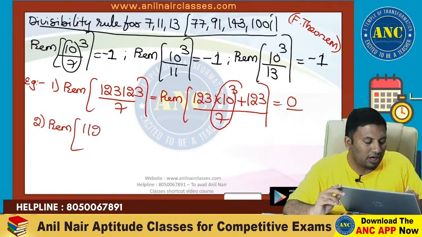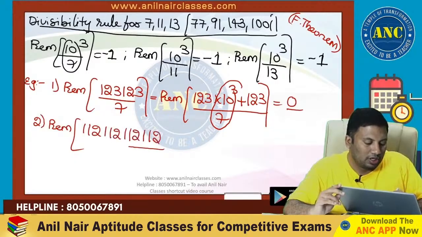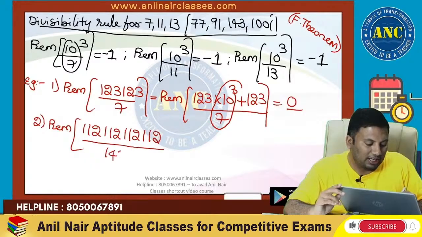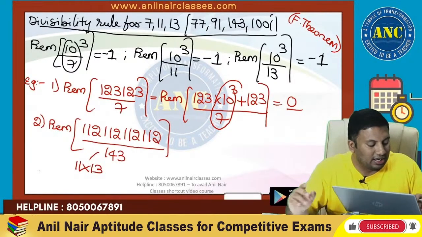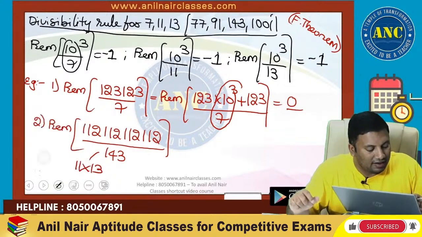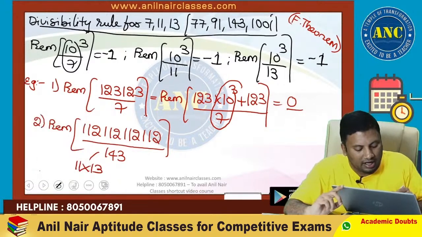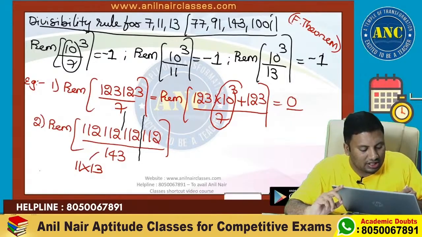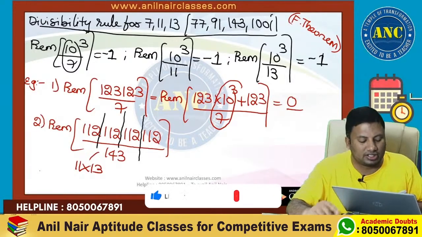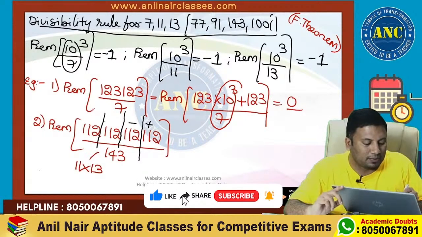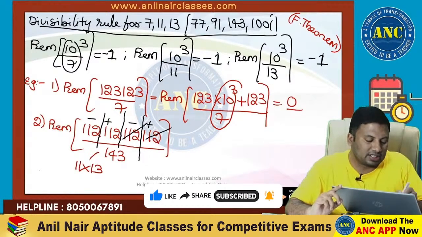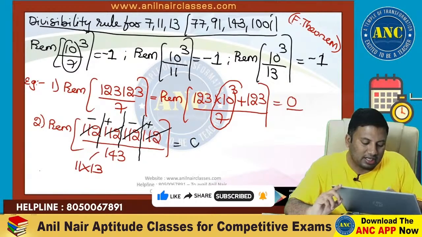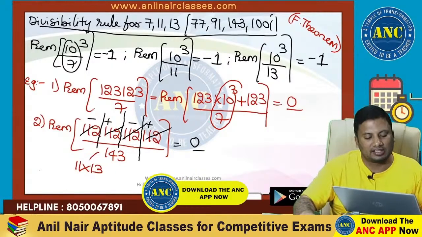Suppose I take one more example: 112112 divided by 143. 143 is 11 into 13. Divisibility rule for 11 and 13 remains same. Take a group of 3 digits, alternatively plus minus. This with this cancelled. Answer is 0.